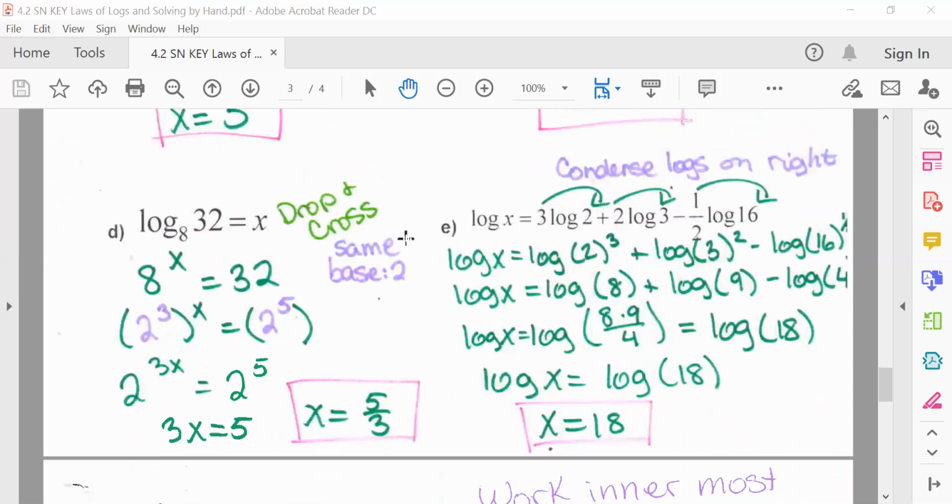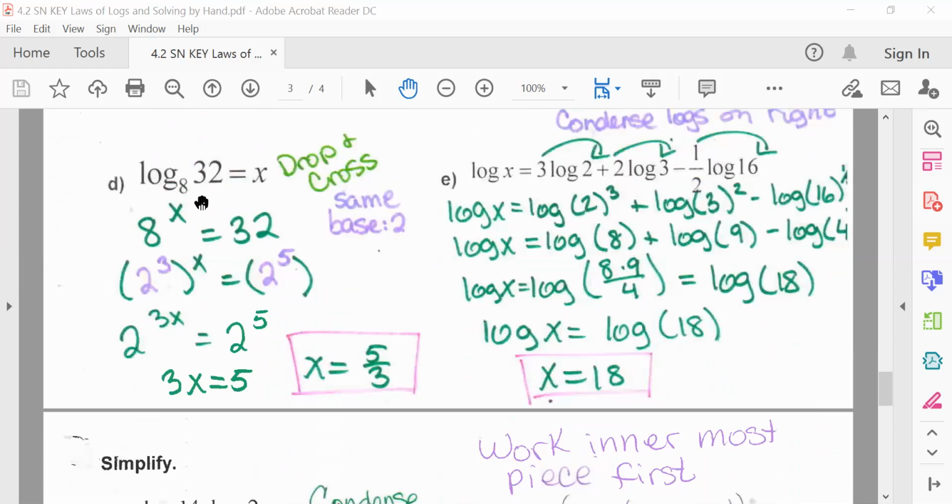All right, so on part D, we only have a log, so we're going to drop and cross. Drop the base of 8, cross the x in the 32. So x to the power of 8 is 32. Well, x to a whole number power is not going to give us 32. So this is one of those cases where we need to convert to the same base. That base is 2 because 8 and 32 are powers of 2.